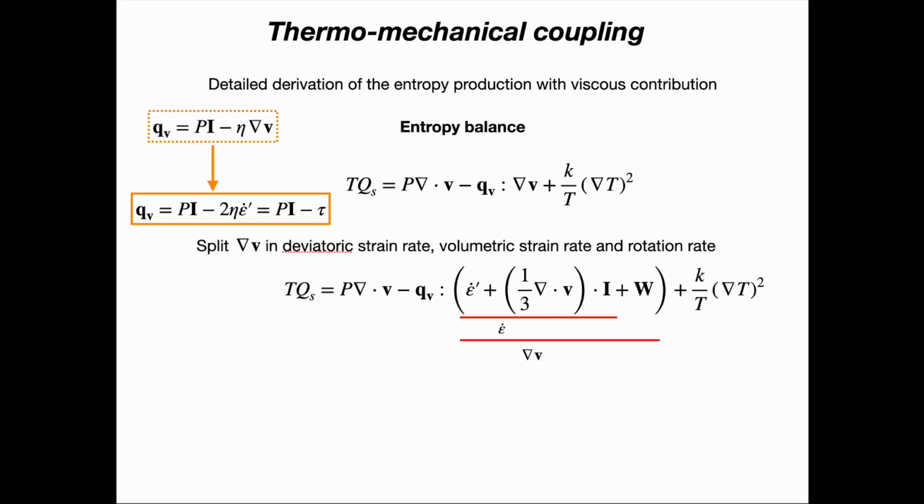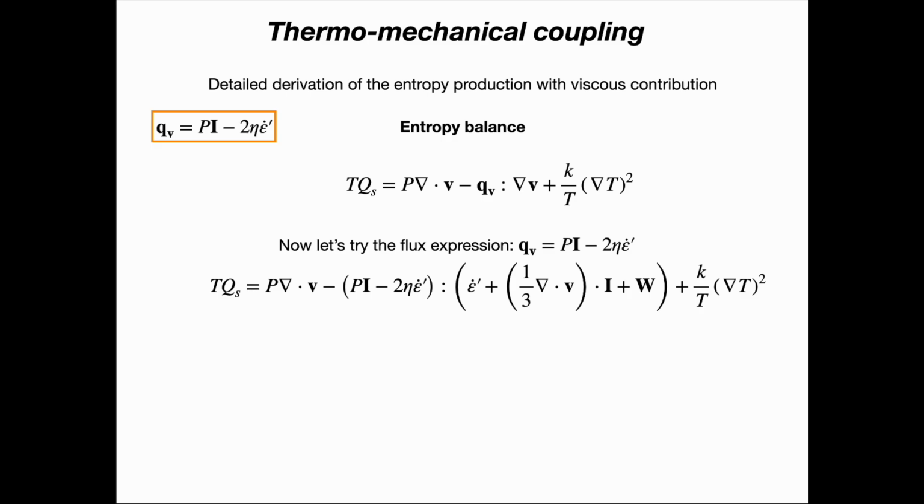Now we go one step further and we split the total strain rate here into a deviatoric strain rate and the volumetric part. So 1/3 of the divergence applied to the diagonal of a tensor, the identity matrix. Now we are going to substitute the expression q_V is P minus 2 times eta times deviatoric strain rate. So we enter this expression here and we are going to check the contribution of each of these terms. So we have 2 terms here in brackets and 3 terms here. We are going to do all the combinations.